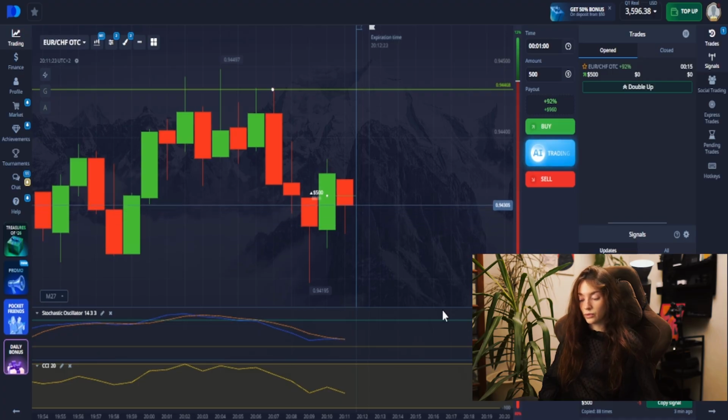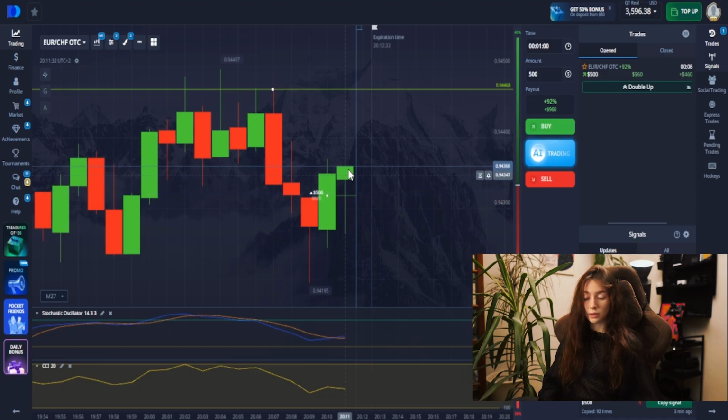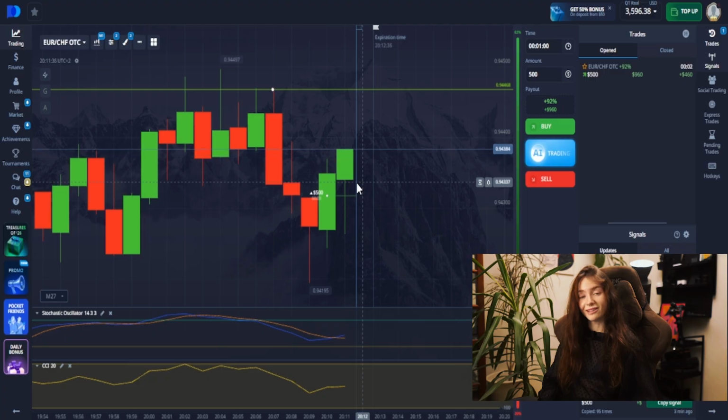Yes, it slightly broke our level, but it's stabilizing. The upward pulse is strong. I think we will close in profit. I expect consecutive bullish candles. And you can see it happening live.